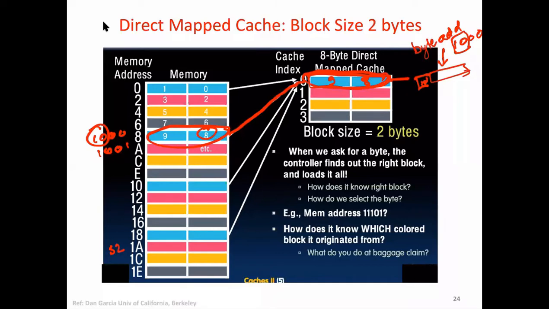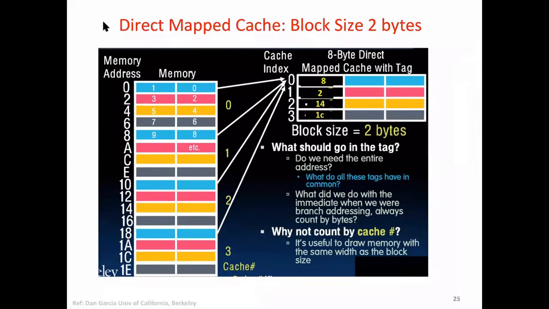Okay, now what we'll do then, we can use the remaining bits to find out which is byte 0 or byte 1 in this block. All right, so we'll look at this again, with this example.